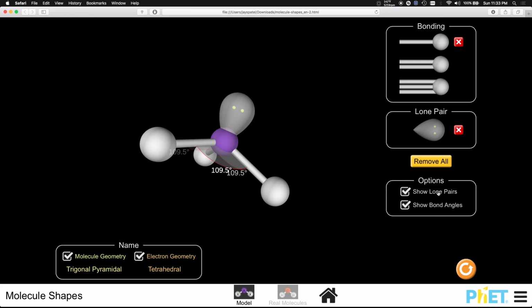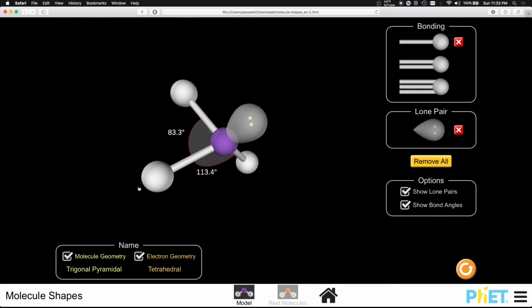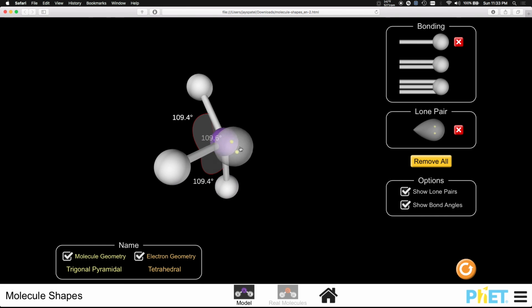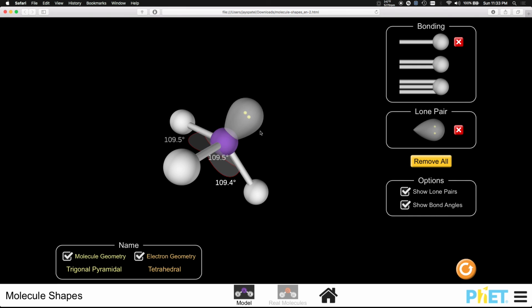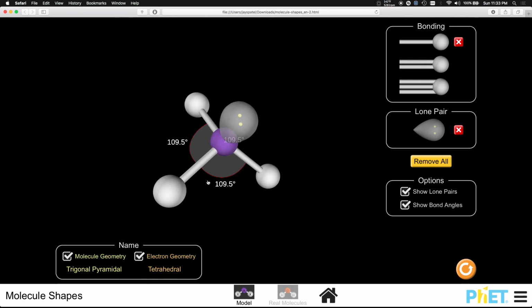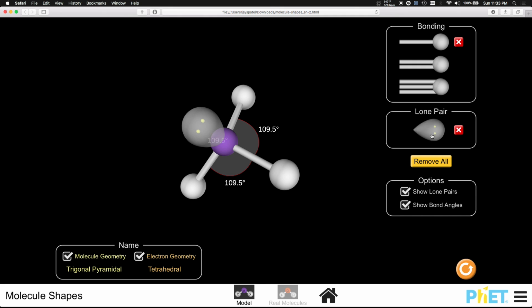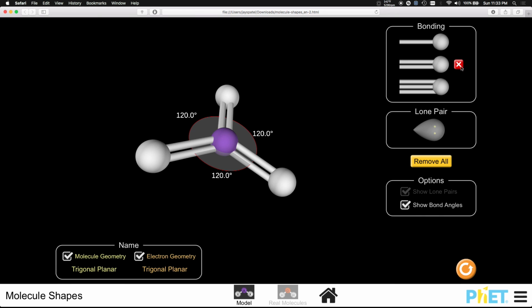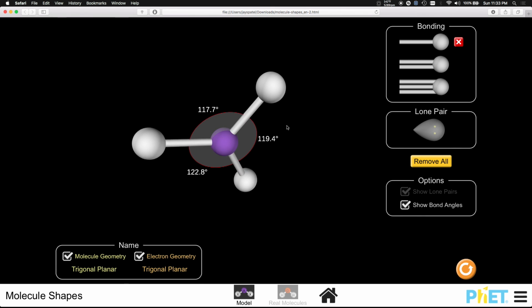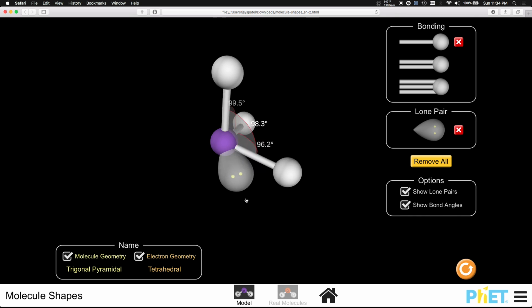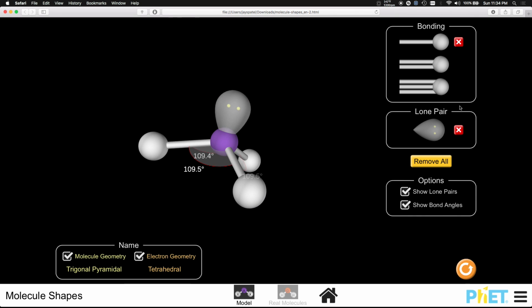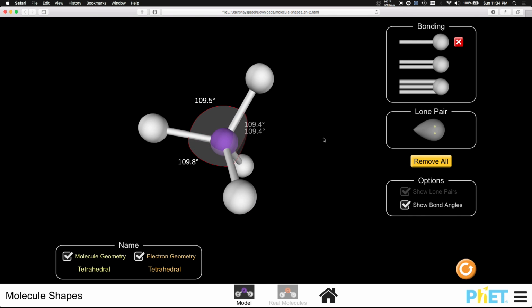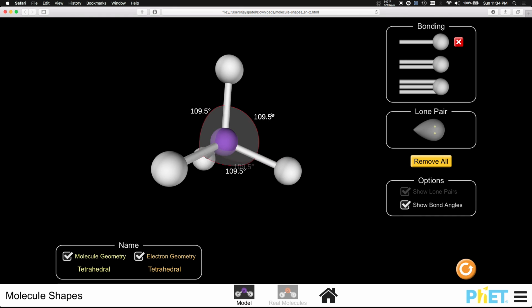If I add the lone pair, all these white atoms have kind of moved away to make room for this electron pair. So now we're at trigonal pyramidal for molecular geometry, and for electron geometry, it's tetrahedral. Just making sure that's clear. So this is trigonal planar, trigonal pyramidal, right? Trigonal pyramidal. And then if I add one more bond, but remove all lone pairs, now we have a tetrahedral.